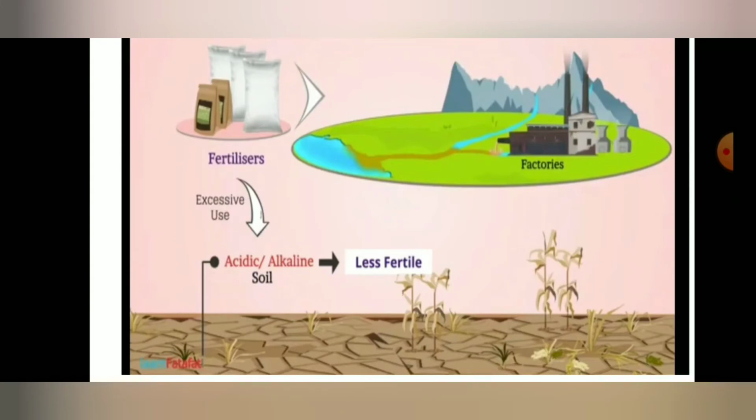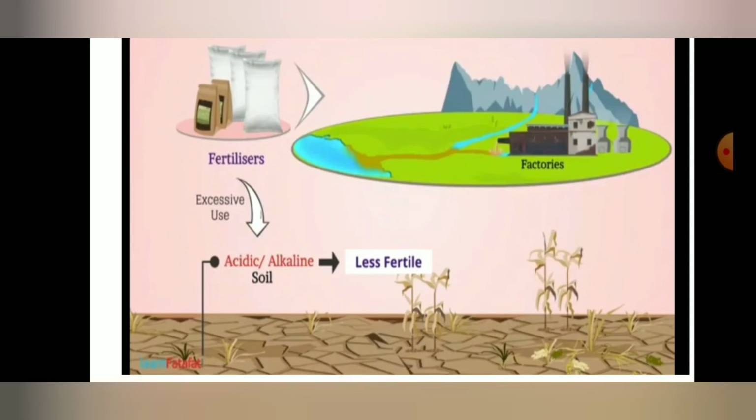If you add more and more fertilizers to the soil, what happens? The soil becomes acidic or alkaline. That's why it becomes less fertile. That means no plants will grow in the soil. Which soil? Acidic soil. If we are adding more and more fertilizers to the soil, what happens? The soil becomes less fertile. That means the growth of the plant in the soil decreases. This is one of the disadvantages of the fertilizers.